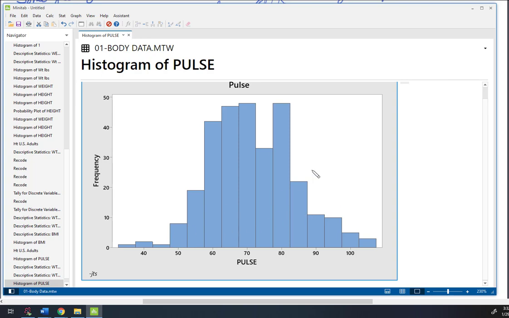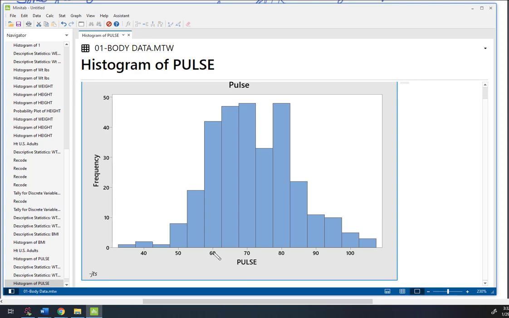Well, a little bit, but not a whole lot. Looks like I've got more cases in this upper tail than I do in the lower tail. It does have a center mass here, which normal data would have. So it looks a little bit normal, but I would reserve judgment on how normal this is for right now.